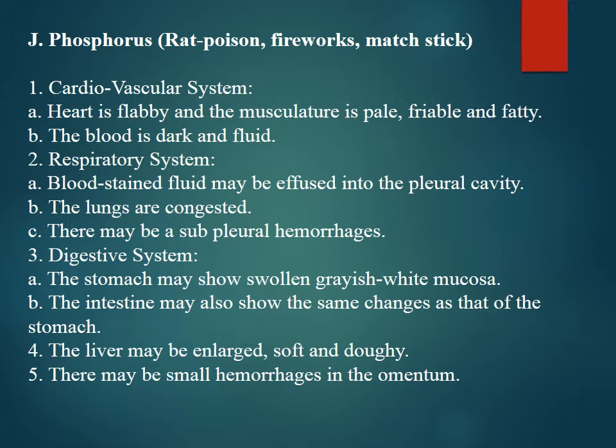Digestive system: the stomach may show swollen grayish-white mucosa. The intestine may also show the same changes as that of the stomach. The liver may be enlarged, soft, and doughy. There may be small hemorrhages in the omentum.